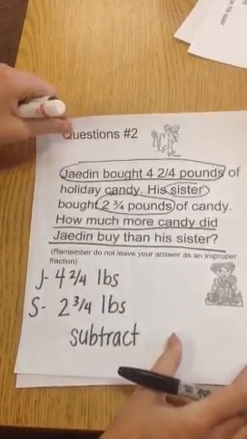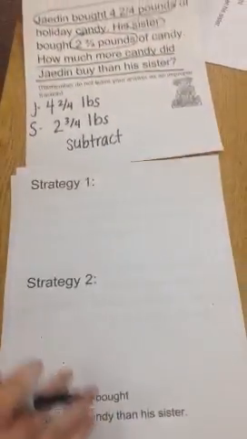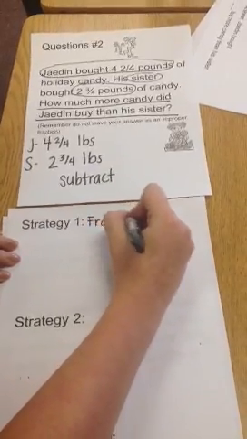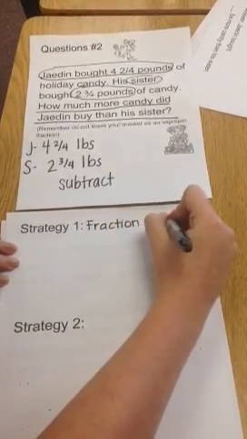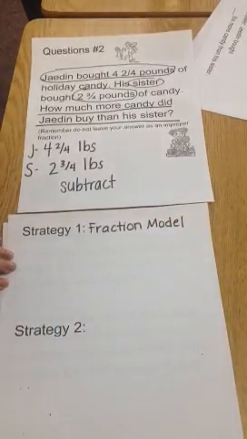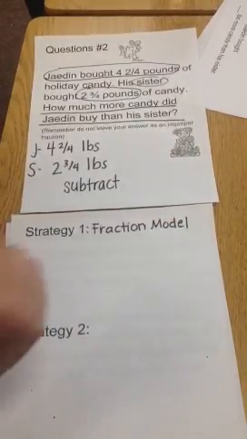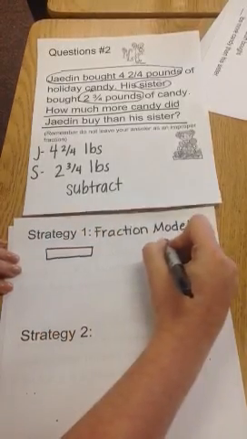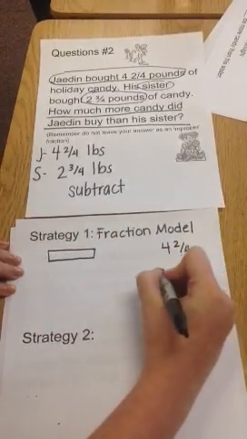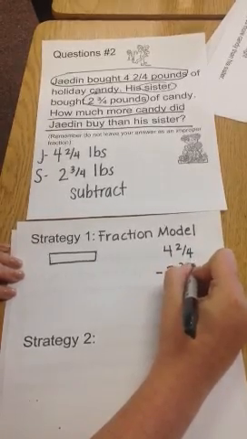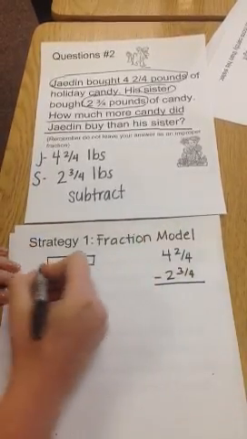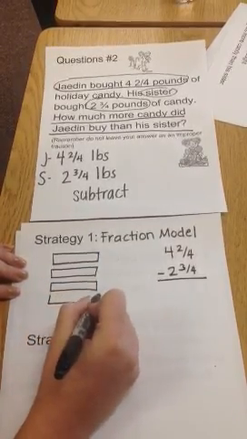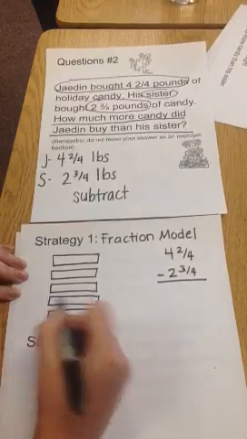We are going to do 2 strategies to solve this problem. Our first strategy is going to be a fraction model. When we draw subtraction problems, we always draw only the bigger number. In our problem, the two numbers were 4 2/4, subtract 2 3/4. Our bigger number is 4 2/4, so we are going to draw 4 wholes and another whole so we can represent our 2/4.